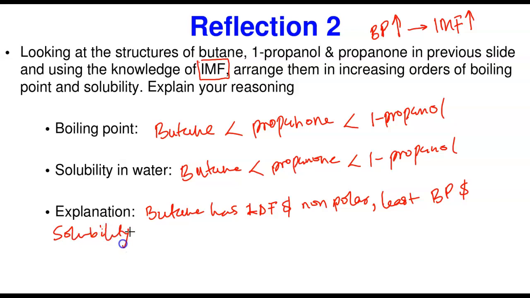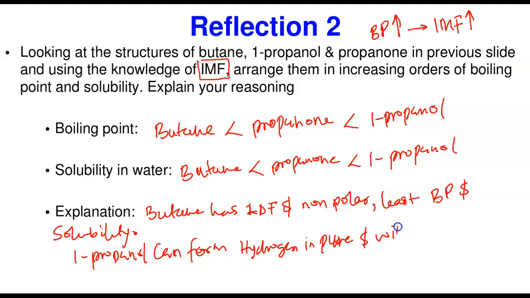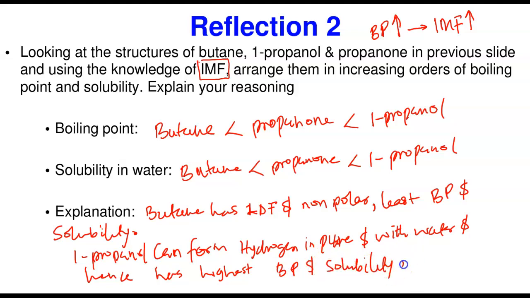That makes sense. Now, the next one we need to consider is propanol. 1-propanol is the highest one, because 1-propanol can form hydrogen bond with itself in pure state and with water, and hence has the highest boiling point and solubility in water.